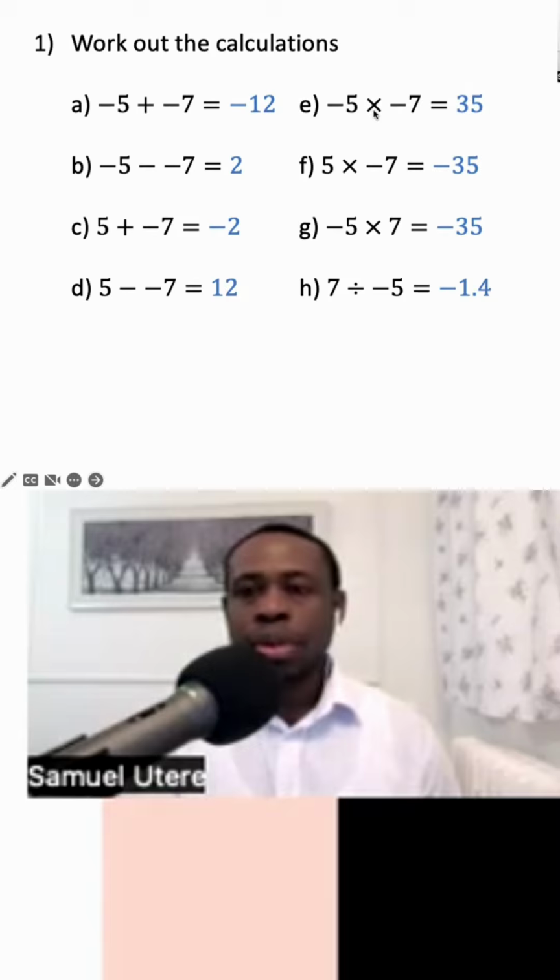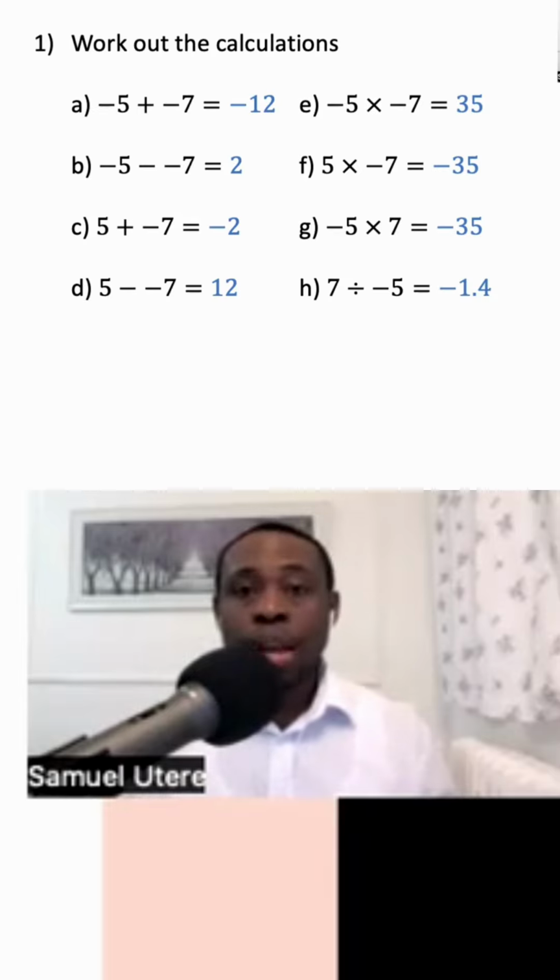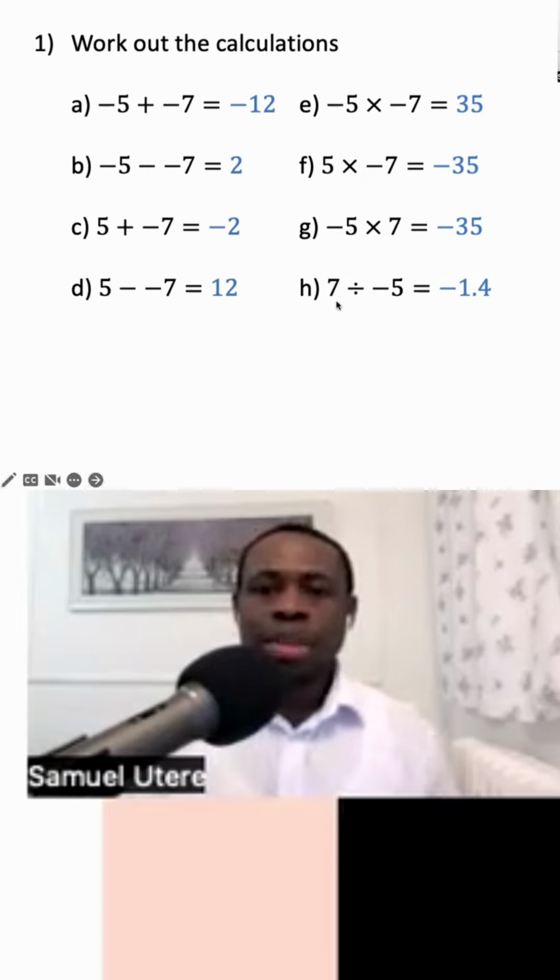These, you recall, two negatives will multiply to give positive. A positive and a negative will multiply to give negative. A negative and a positive will multiply to give negative. Now, note that in our previous lesson, I did say division also behaves like multiplication when you consider the signs. So this is a bit like saying positive times negative will give you negative.